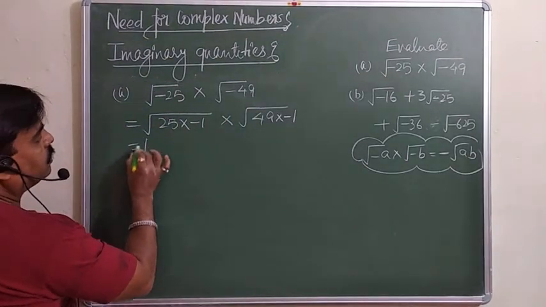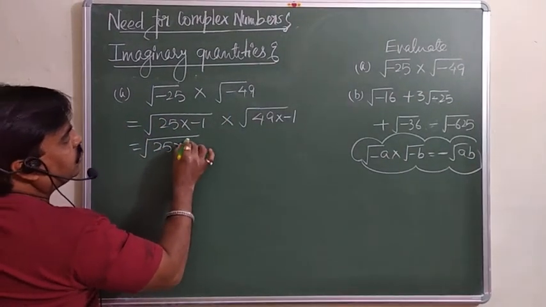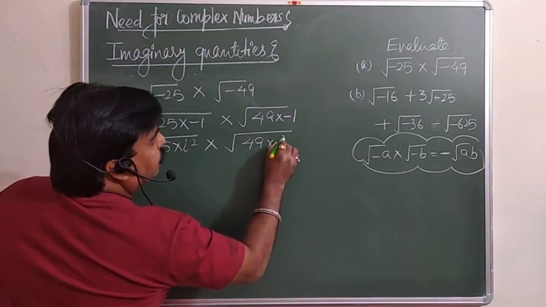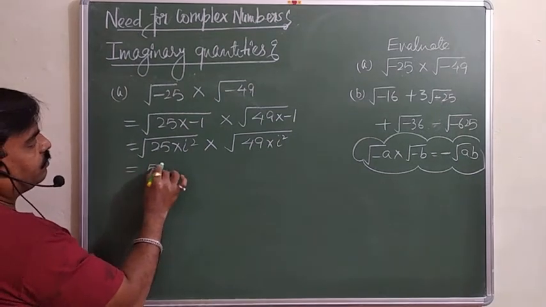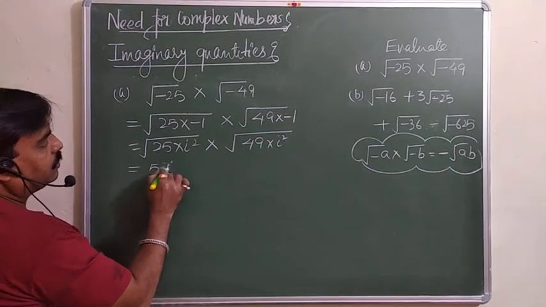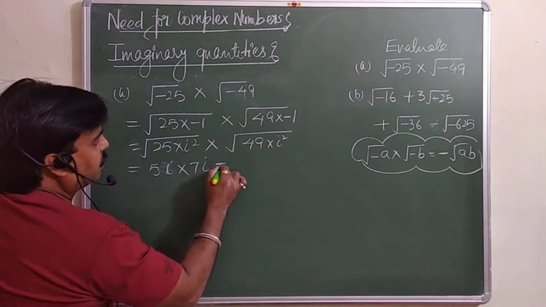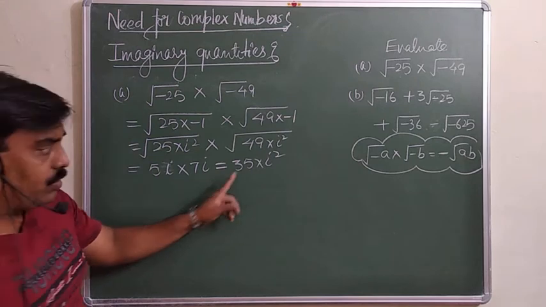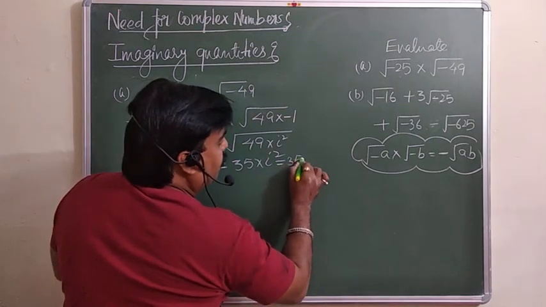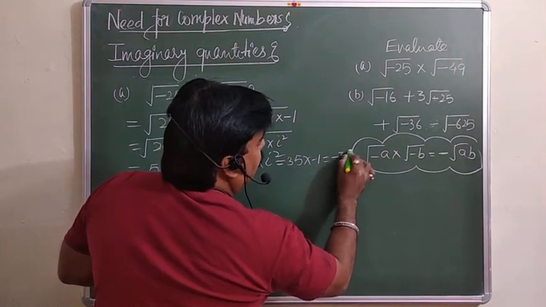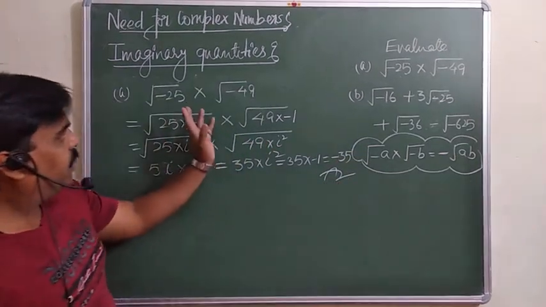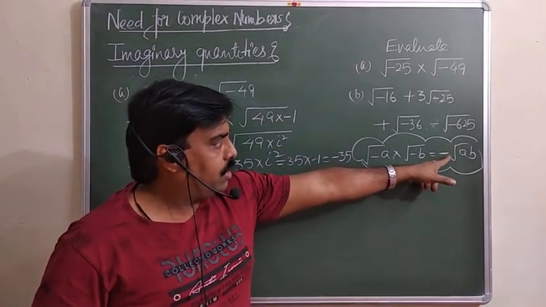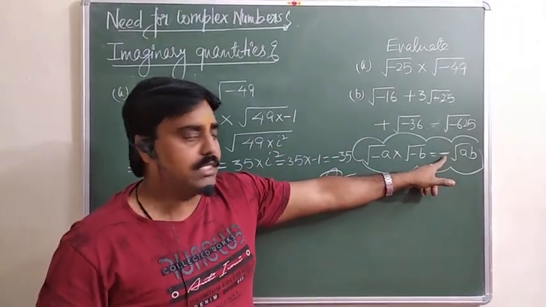So this is actually √(25 × i²) × √(49 × i²). So this is your 5i into 7i. So that is 35 × i², because i into i is i² and i² is equal to -1. So 35 × -1 is equal to -35. This is your answer. You can also do it directly: multiply these two, and outside the radical sign there is a minus, so you can do it directly.